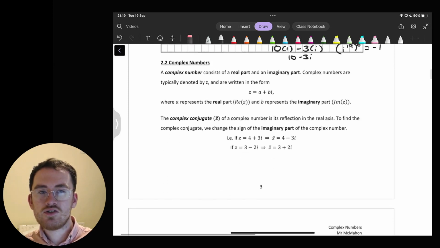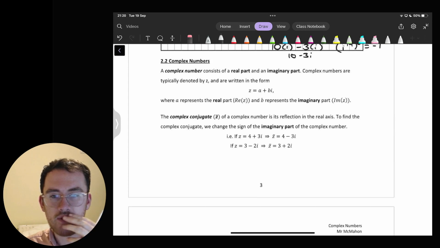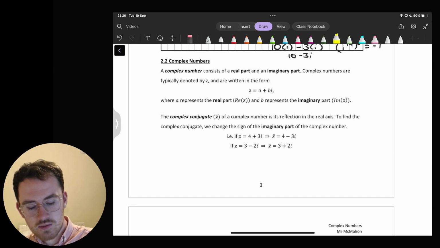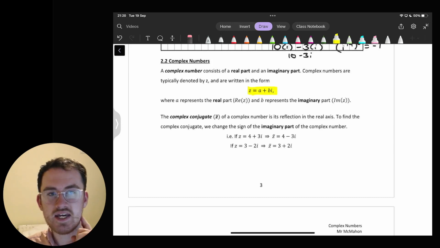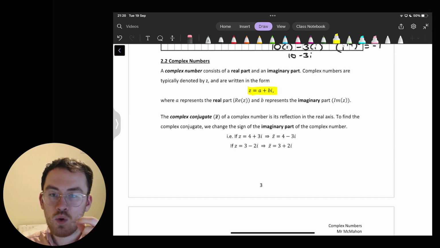Okay, getting into the nitty-gritty then of complex numbers. When we talk about complex numbers, they have a real part and an imaginary part. We've already seen that the imaginary part is represented by this i value. Our complex numbers are generally going to be written in this form, z equals a plus bi, where a is our real part and b is our imaginary part. So the coefficient a is our real part and the coefficient of the i represents our imaginary part.